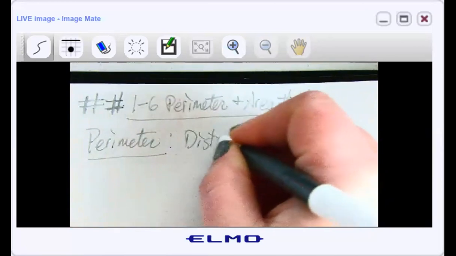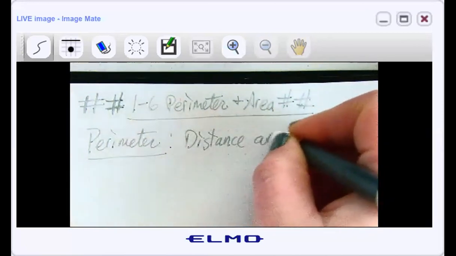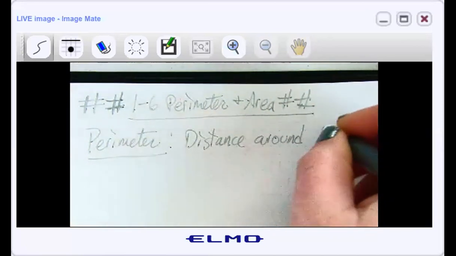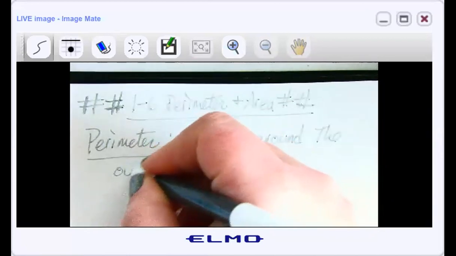So distance around the outer edge of a shape.